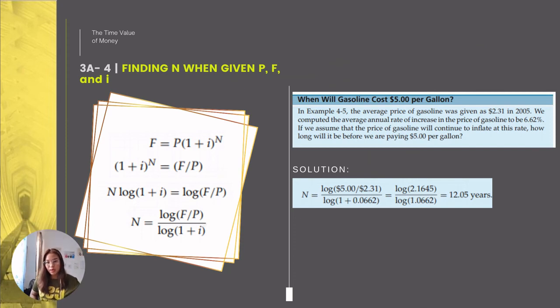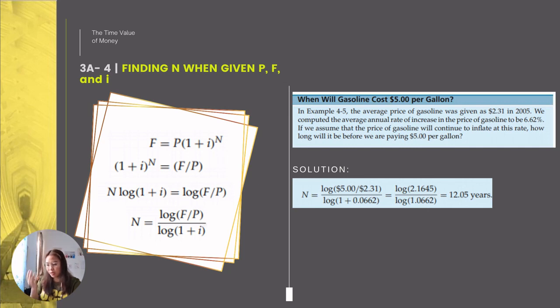Do we have more? Yes, we have more. Another is finding N when P, F, and I are given. Okay, so sometimes we're interested in finding the amount of time needed for a present sum to grow into a future sum at a specified interest rate. Kung naka-interest na ani. So, if curious ta, pila ang amount of time it needed para mo-grow siya.